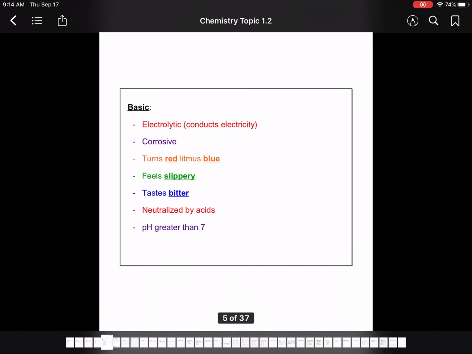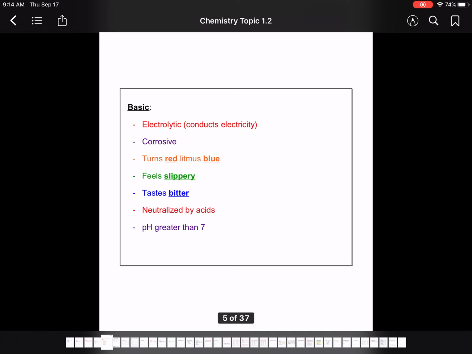And then our basic solutions, they also can conduct electricity. They are corrosive as well, so just like acids, they can eat away at your skin. Something that we use that's corrosive every day would be soap, and some soaps are harsher than others, but soap is a basic solution, so soap can actually dry out your skin depending on what type you use. So that is definitely an example of our everyday bases. If we were to dip them in a red litmus paper, they're going to turn blue. So acids always make things turn red, bases turn things blue.